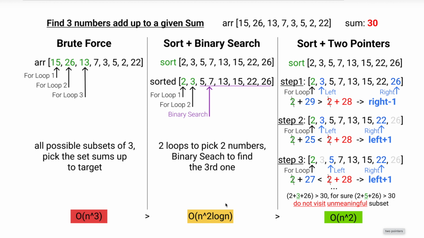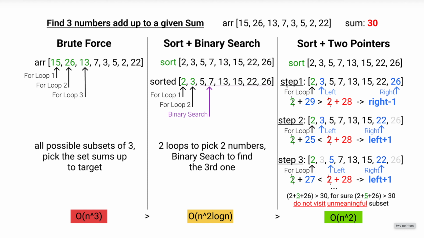But the question is, can we do better? And two pointers say yes. In this case, we're gonna sort the array, and we're gonna start a for loop to pick the first number, and we're gonna use two pointers to pick two numbers, and the pointers begin at the leftmost and the rightmost positions. And then we're gonna move our pointers one at a time toward the other pointer.